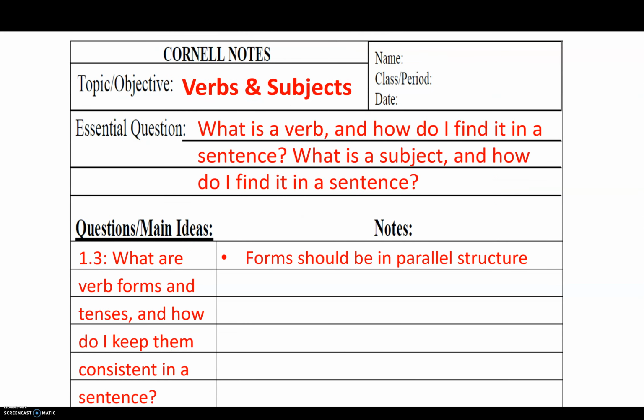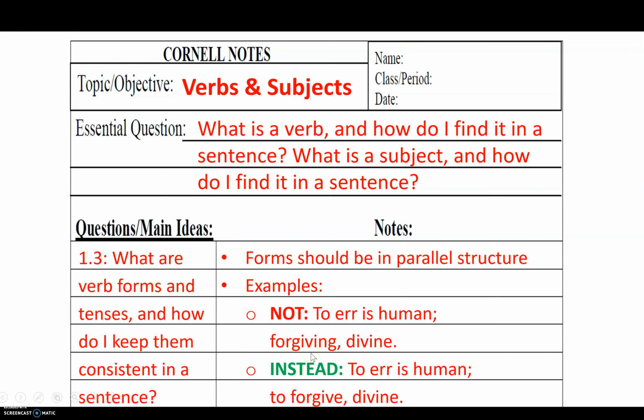Another example, again, we're going to start with something that would need to be fixed. To err is human, forgiving divine. Notice I've started off in that infinitive form, so that means this second one needs to also be in the infinitive form. To err is human, to forgive divine. So just keeping those consistent.